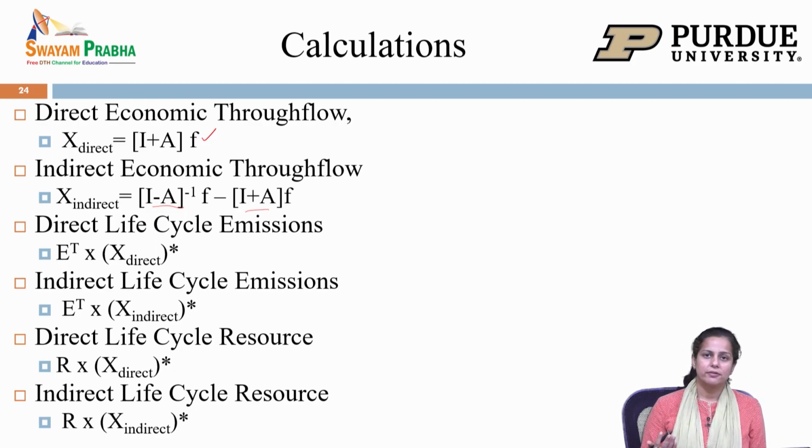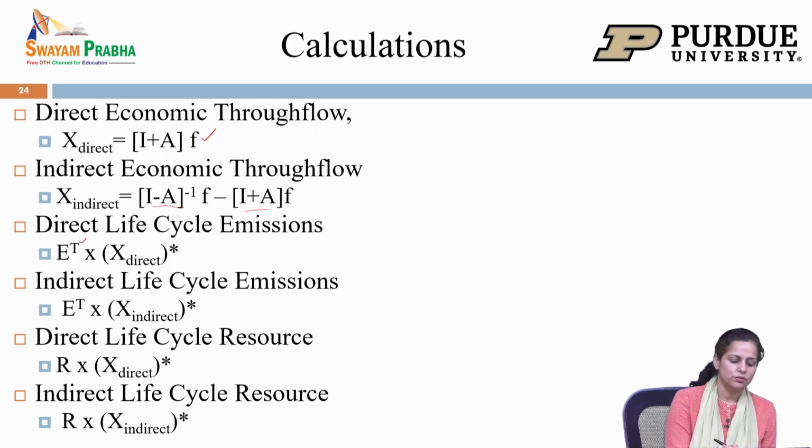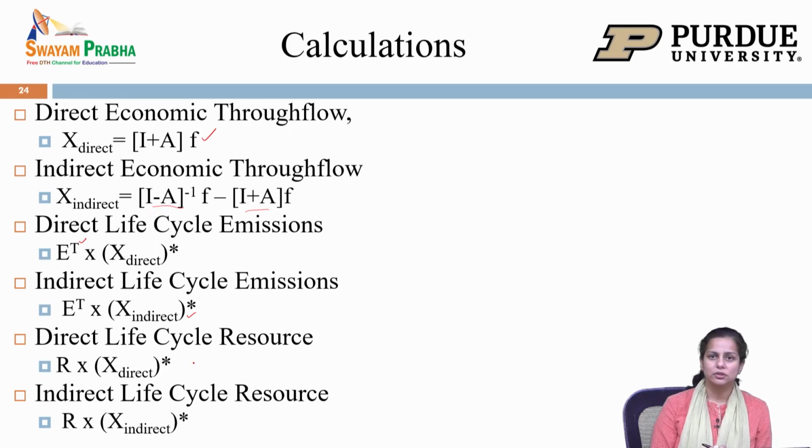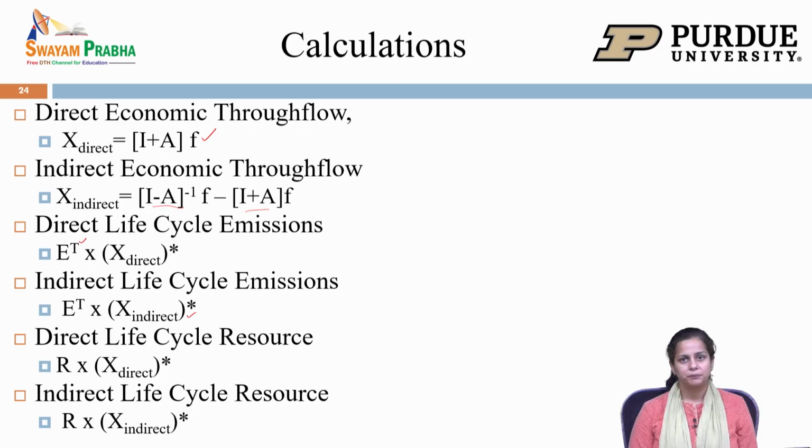For the direct life cycle emissions and indirect, all we do is multiply our emissions coefficient with x direct star, and E times x indirect star gives us the indirect emissions. Similarly, for the life cycle resource, direct is R times x direct star and indirect is R times x indirect star. In the next module, we will quickly look through one example for direct and indirect calculations, and then we will go through the hybrid LCA.